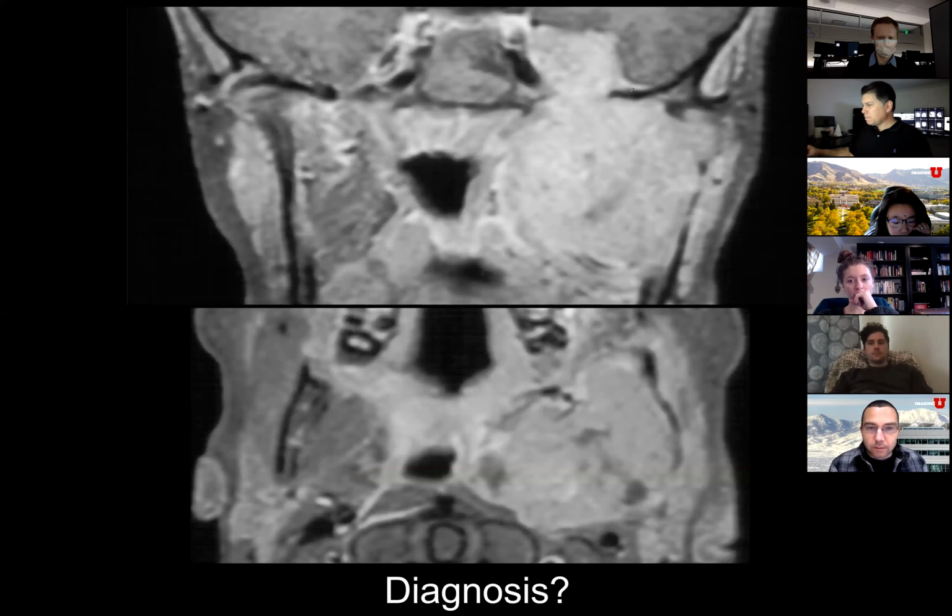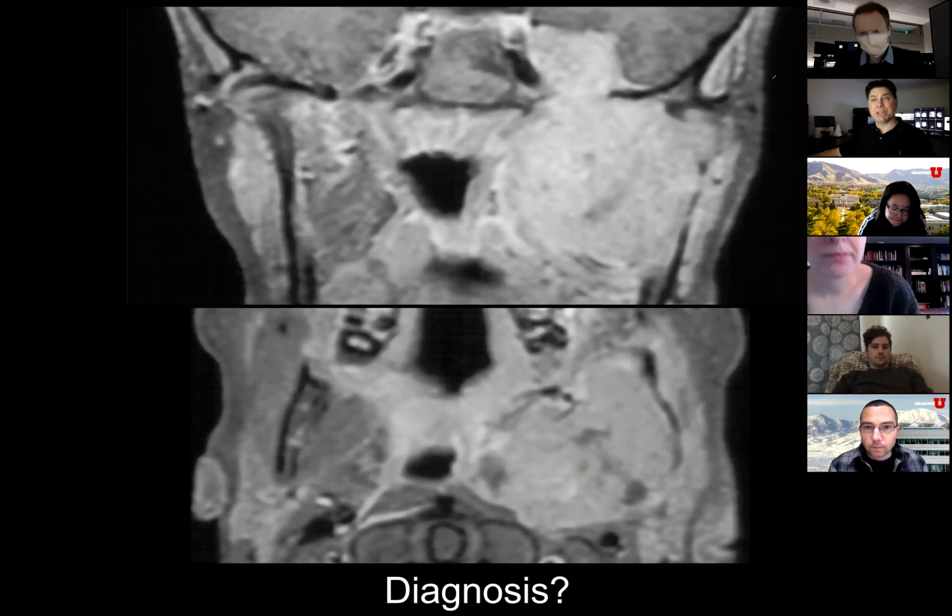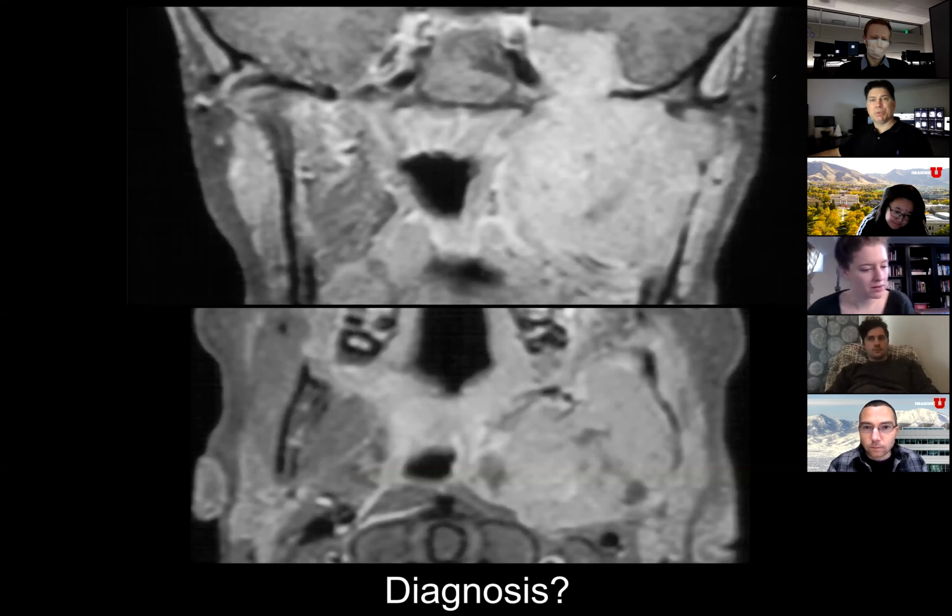I'm thinking of schwannoma. Also, what's a common tumor to have perineural tumor spread? Adenoid cystic. Adenoid cystic is a pathology that really likes perineural tumor spread, but just statistically, most of the perineural tumor spread we see is with what?